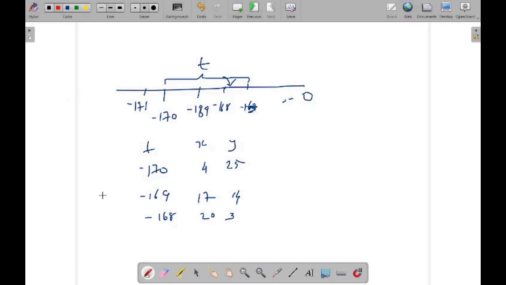Okay, next question is why should we need positive values for x and y. The question is, why do we need positive values for x and y?